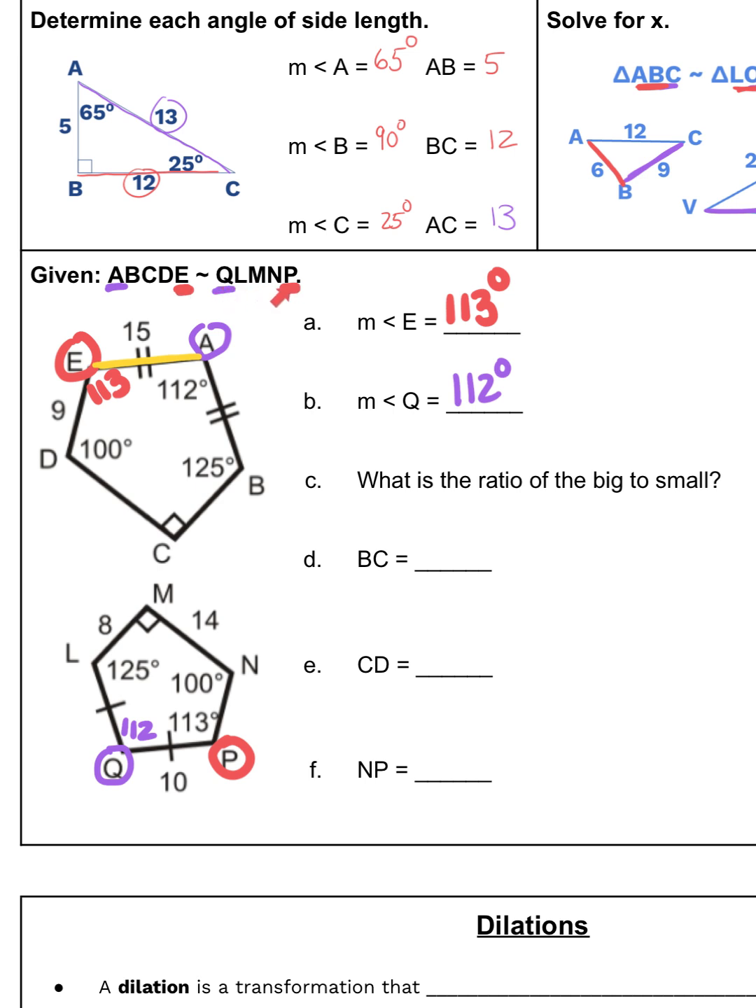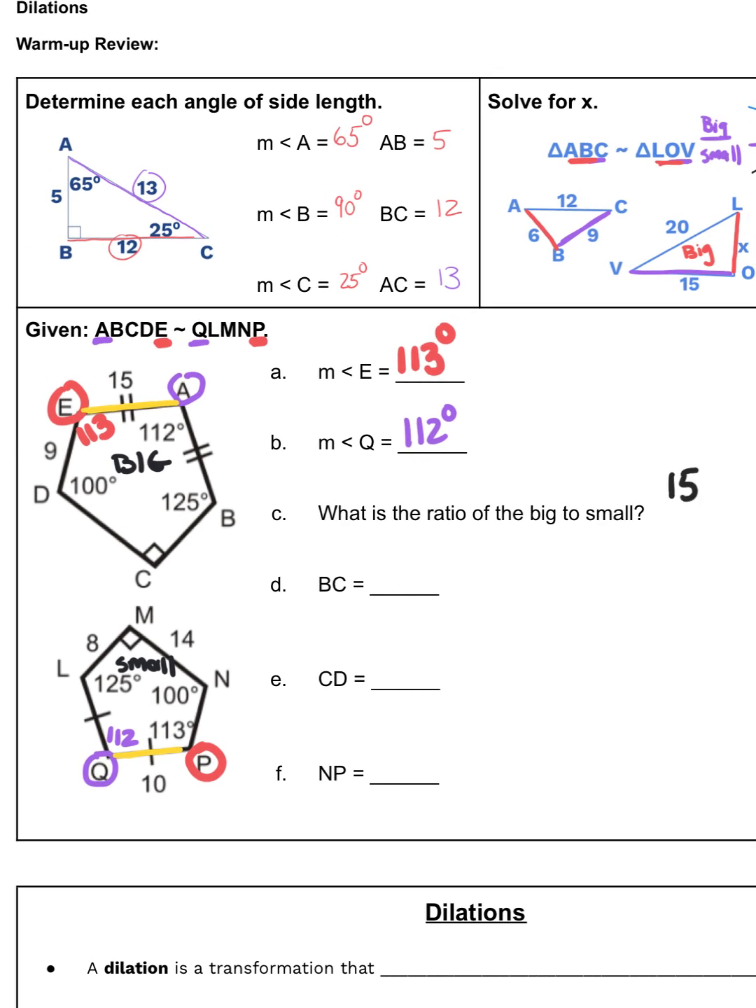So let's go over and find Q to P. Well, Q to P is right here. That is a pair of corresponding sides. This is the big figure. This is the small figure. So that is our ratio. 15 corresponds with 10. You can also reduce it to 3 over 2.